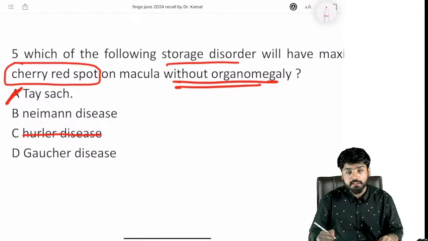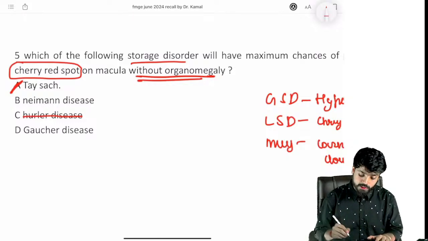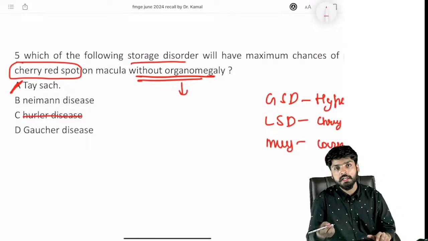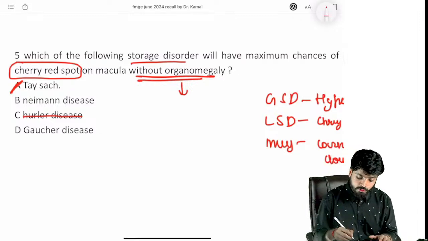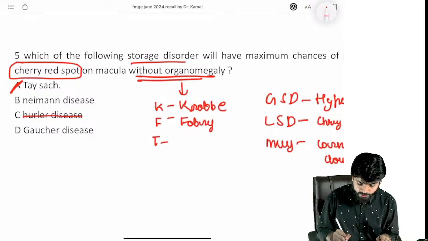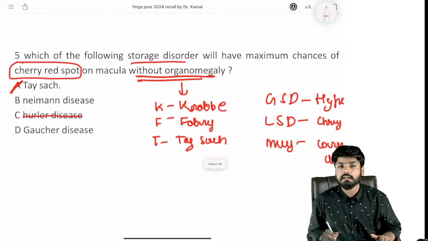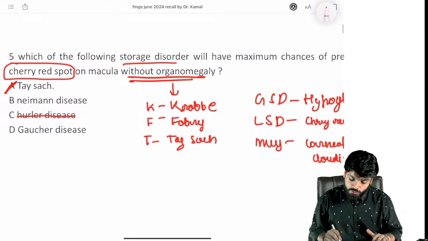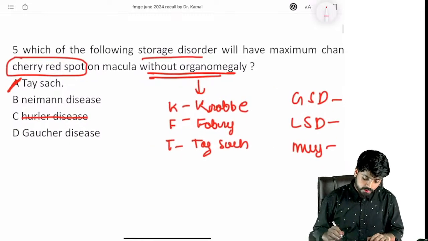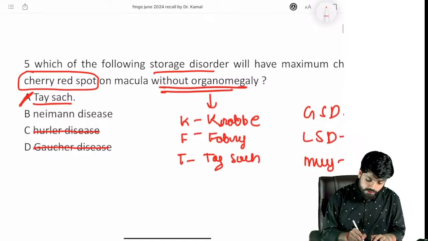It's right, answer is Tay-Sachs disease, because Tay-Sachs disease has cherry red spot but does not come with organomegaly. Which are the other lysosomal storage disorders which do not come with organomegaly? It's KFT. We have Krabbe, we have Fabry, and we have Tay-Sachs. Krabbe, Fabry and Tay-Sachs are the three lysosomal storage disorders which do not present with organomegaly. One of them does not present with cherry red spot, and that is Gaucher. So that's why we are left with Tay-Sachs disease.